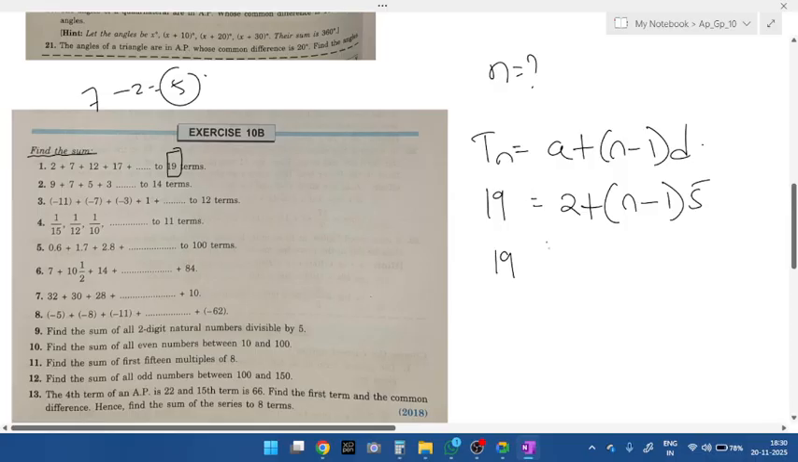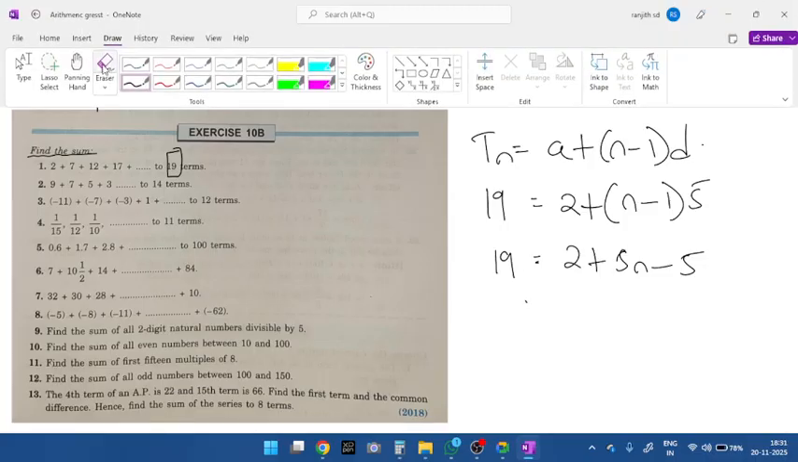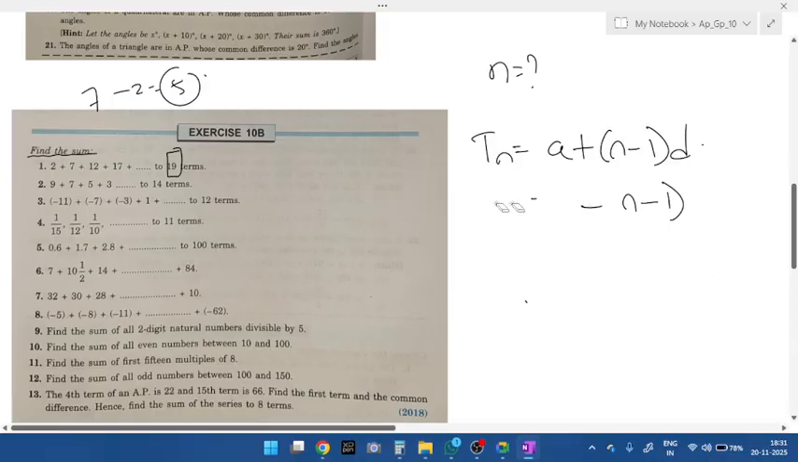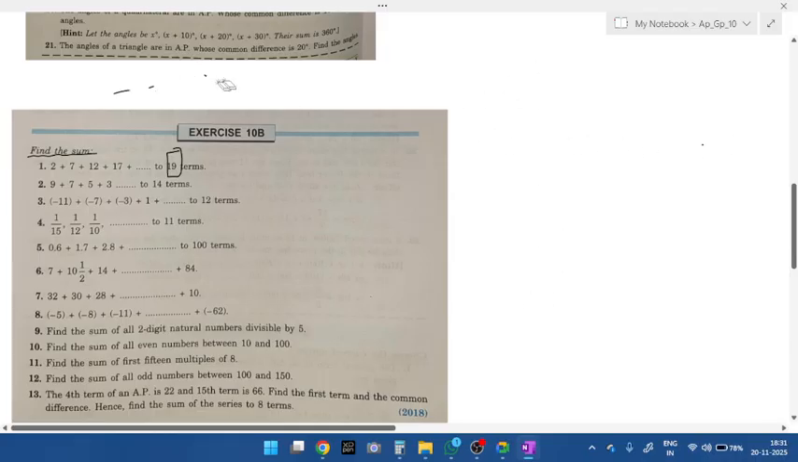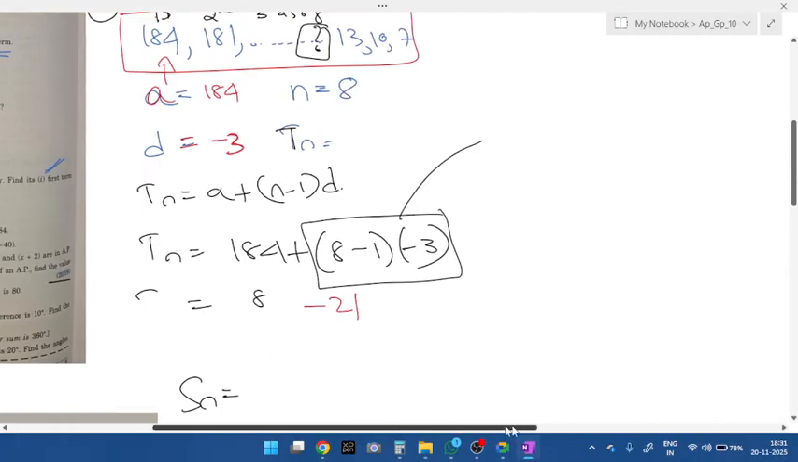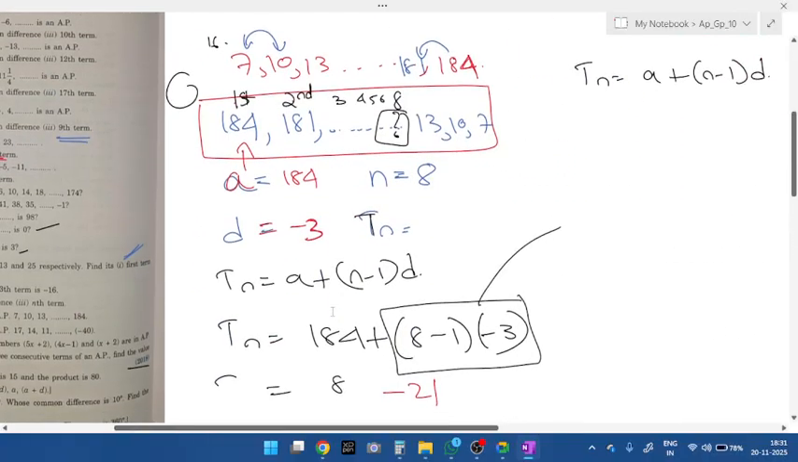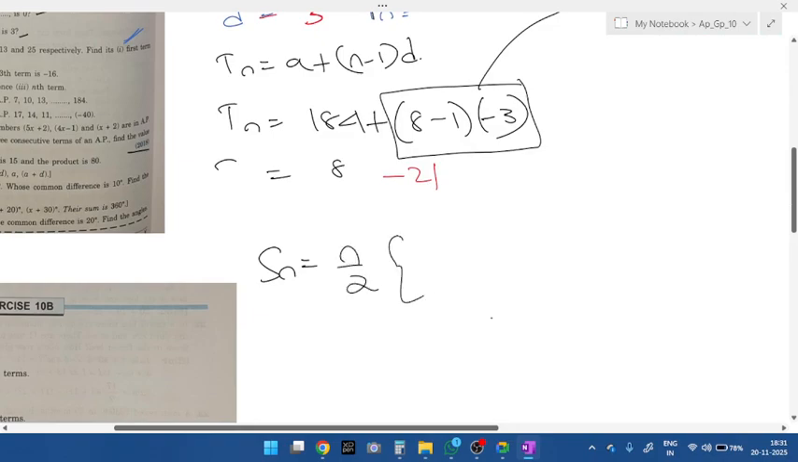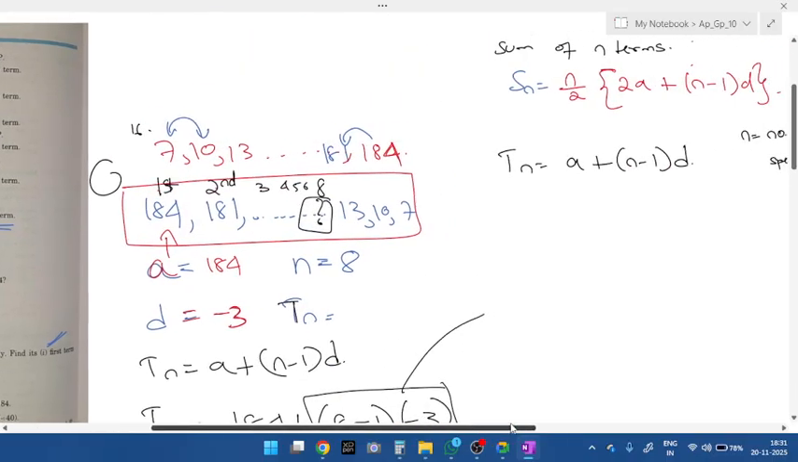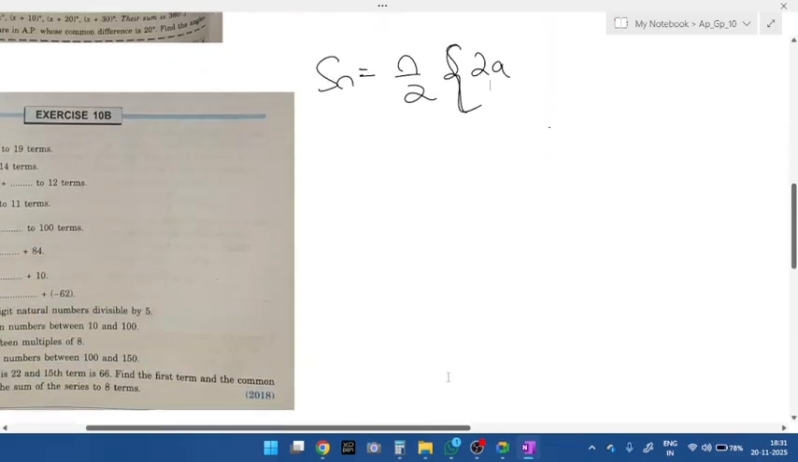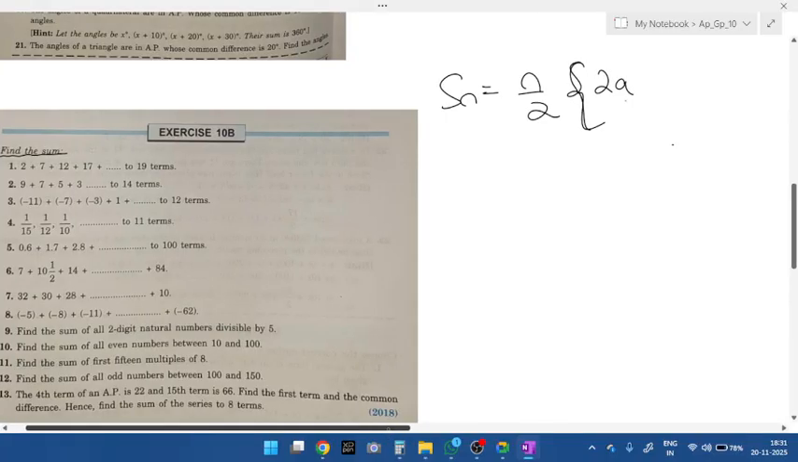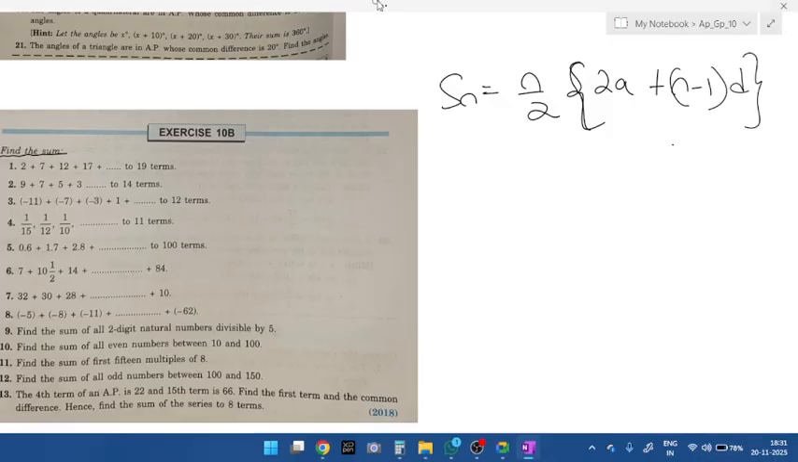Up to 19 terms is also given. Oh, students, stop solving this. The n of t value is not given. The formula is S of n equals n divided by 2 into 2a plus (n minus 1) into d. This is the formula. We need to find the sum.